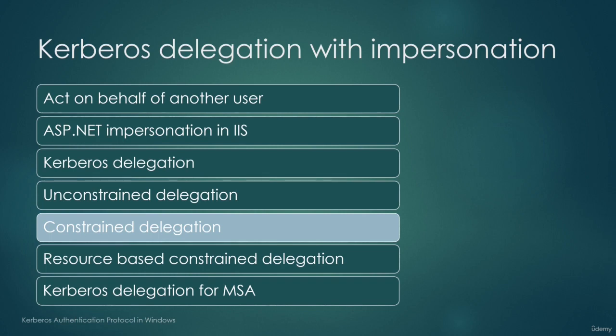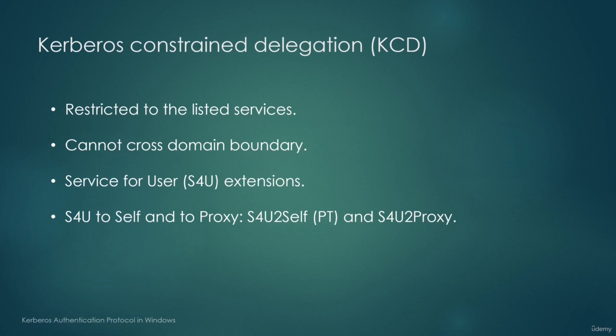We can also configure service accounts for constrained delegation. Unlike unconstrained delegation, constrained delegation is restricted to the list of services for which the right was explicitly granted. It cannot be used for Kerberos delegation between domains. The Kerberos protocol comes with two extensions: service for user to self and service for user to proxy.